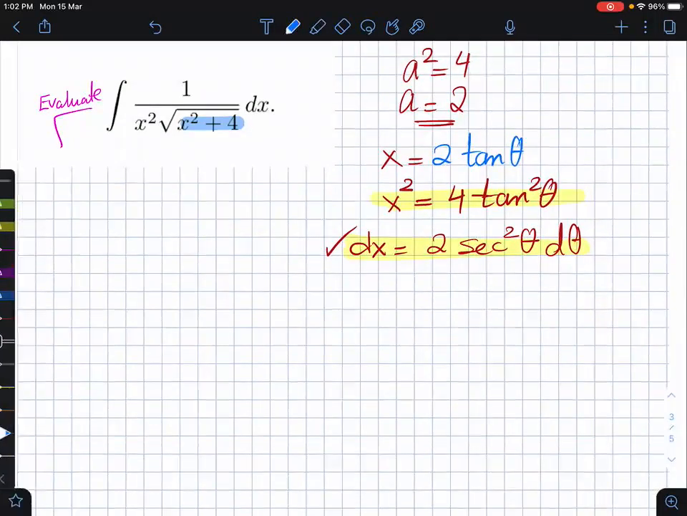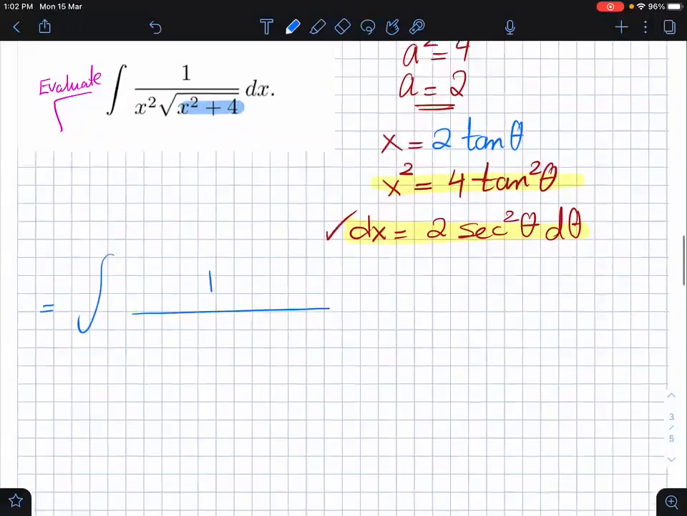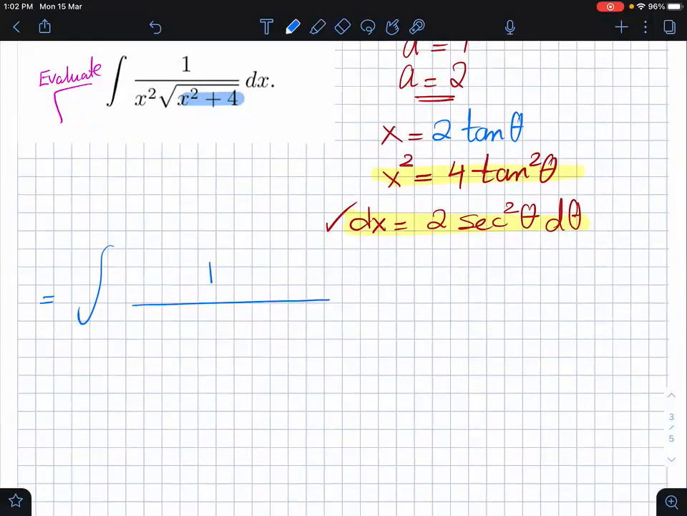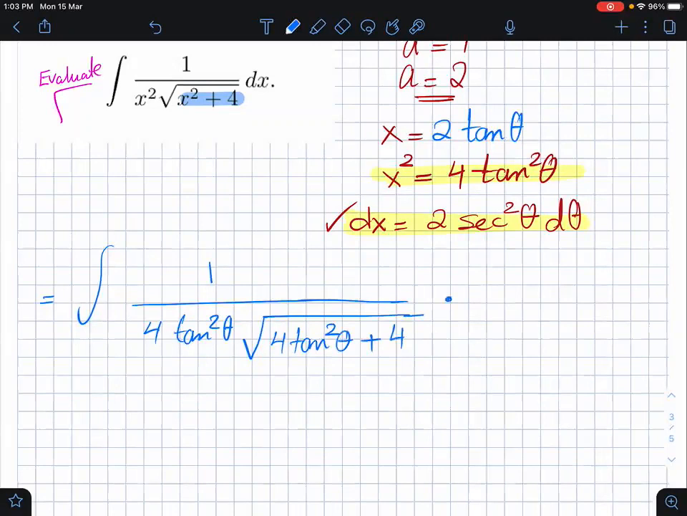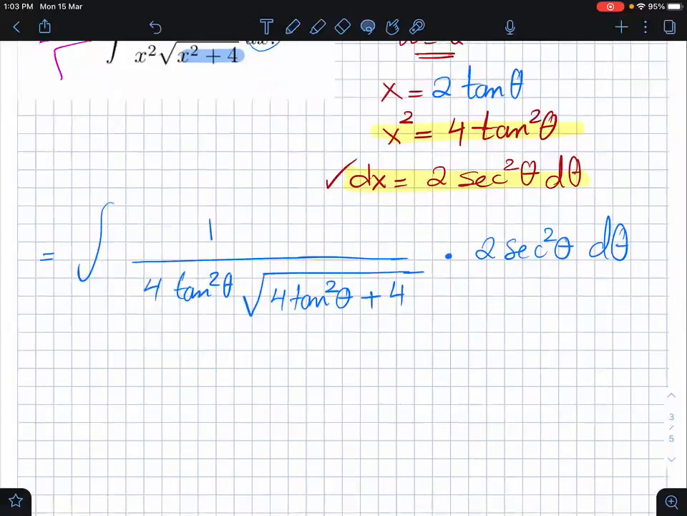Okay, x squared equals 4 tan squared theta. So we have to use x squared and also dx, and substitute in the question. Equal the integral of 1 over 4 tan squared theta, and here we have the square root of x squared plus 4, that is 4 tan squared theta plus 4, times dx, which we replace by 2 sec squared theta d theta.